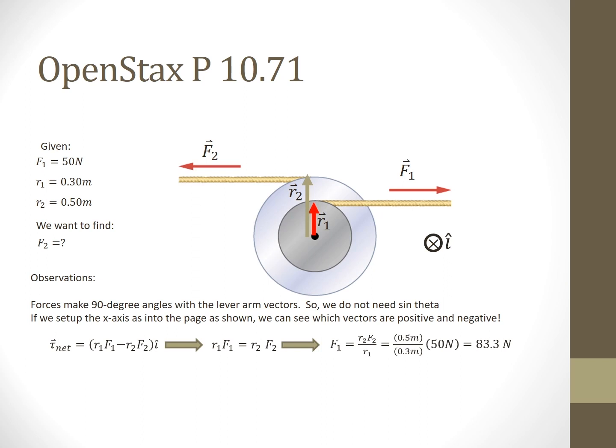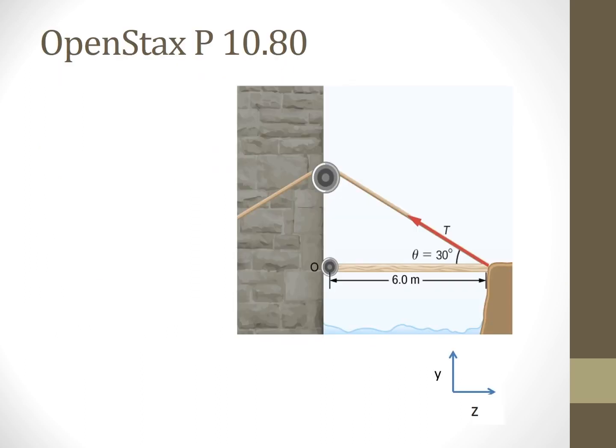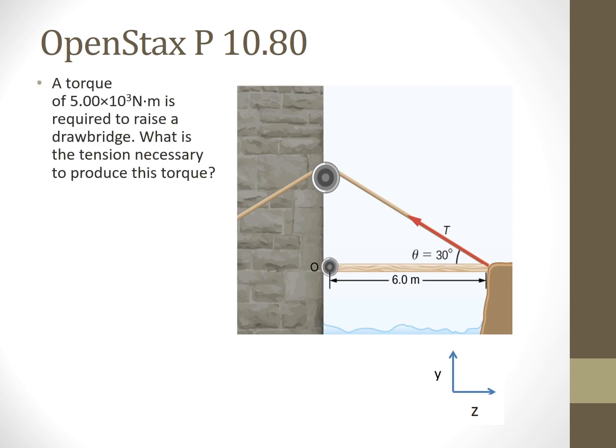Now let's take a look at another example. So here we're given a drawbridge, and it's known that a torque of 5 times 10 to the 3, or 5,000 newton meters, is required to raise the drawbridge. What is the necessary tension to produce this torque? So we can see the tension force acts at a 30-degree angle. We can see the drawbridge is going to pivot on the left side there about the origin.